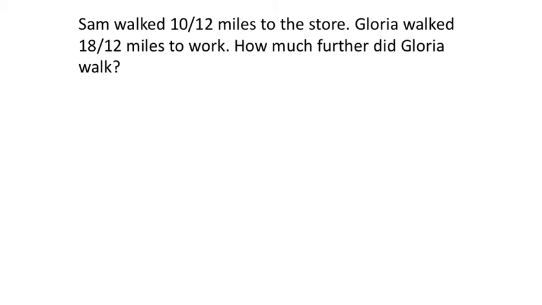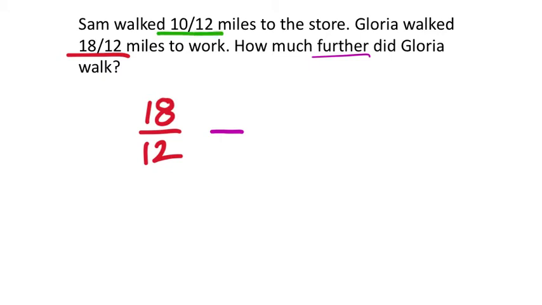And this one says how much further did Gloria walk. You could say how much more did Gloria walk. That's a difference of values. And so this further thing right here tells us that we're going to be dealing with subtraction. Well, how much further did Gloria walk? That means that Gloria walked further, and Gloria here walked 18/12 miles. So we're going to take that 18/12, and some of you notice that could be simplified. I'm not going to, just because I know that the denominators are already the same, but how much further did she walk than Sam? Well, Sam walked 10/12 miles, so we're going to subtract the 10/12 miles, and this will tell us how much further Gloria walked.